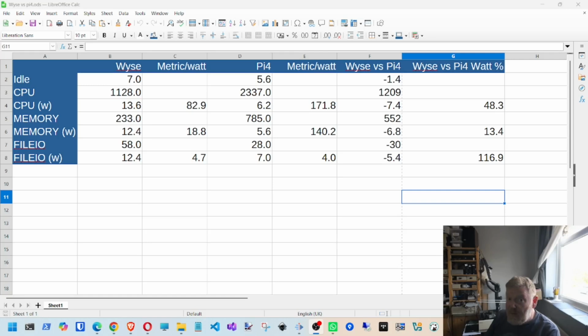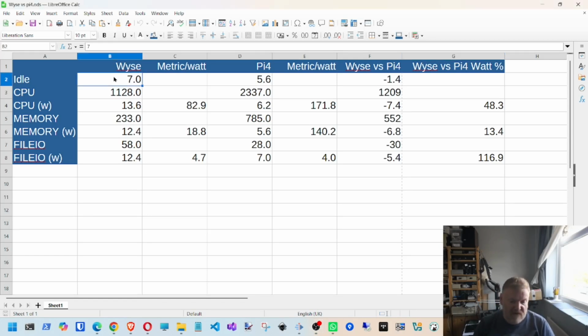Let's have a look at the raw numbers. So here's the comparison of the Wyse versus the Pi. You can see here, this is the default idle power, which is higher on the Wyse than it is on the Pi. You can see the amount of CPU events per second it could handle on this Sysbench for the Wyse and the Pi 4. You can see the Pi 4 is doing a lot more work. It's actually getting a lot more done. And then when you calculate down the metric per watt, you can see the quite large difference there.